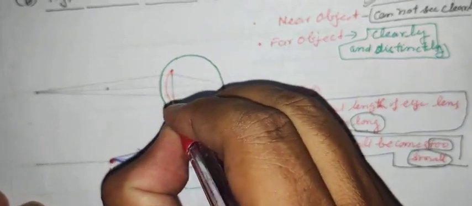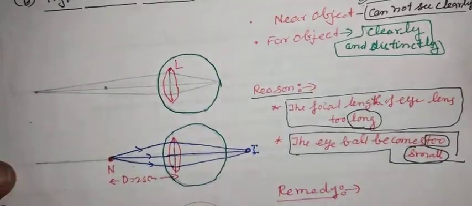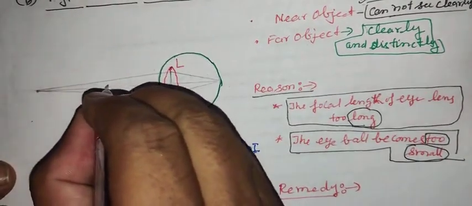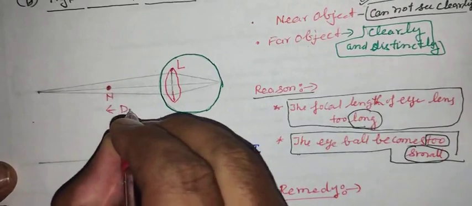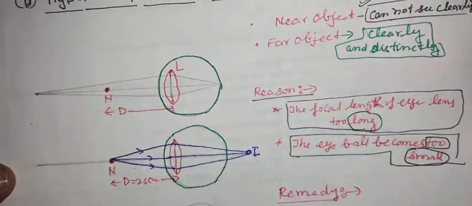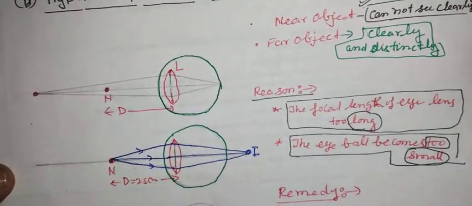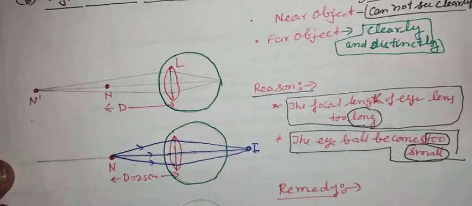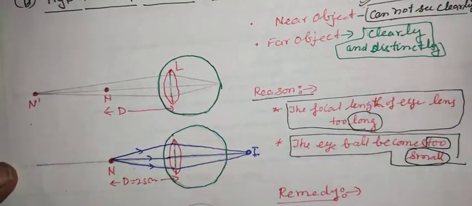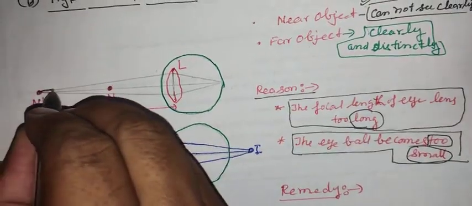Let this be the position of eye lens L, and suppose the near point is N here, which is 25 centimeter from here. Compared with the diagram, this near point has increased. The person moves the object further away, suppose to the position N dash, in such a way that the image is formed.